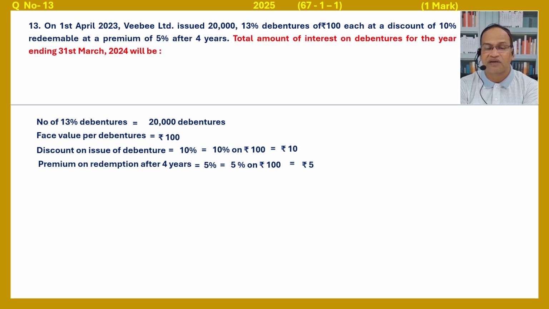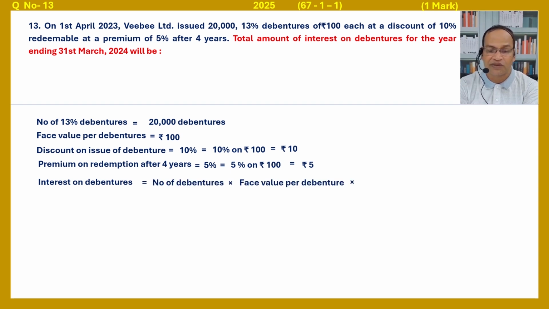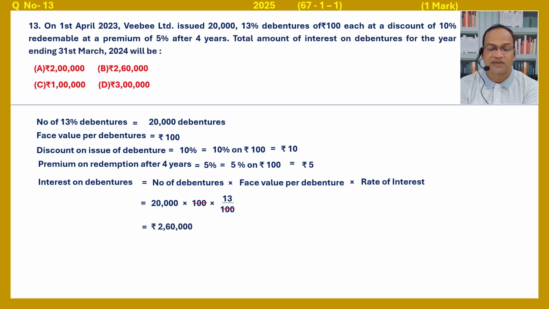Total amount of interest on debentures for the year ending 31st March 2024 will be: interest on debenture equals number of debentures into face value per debenture into rate of interest, equals 20,000 into 100 into 13 by 100. 100 cancels. 13 into 2 is 26. Therefore 2,60,000. Available in option B.